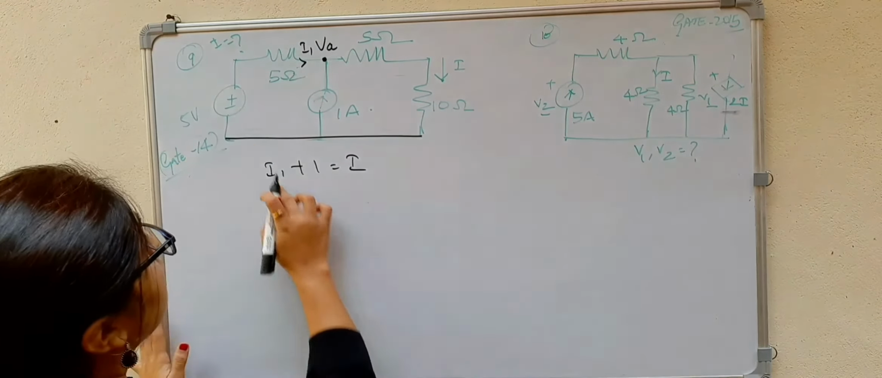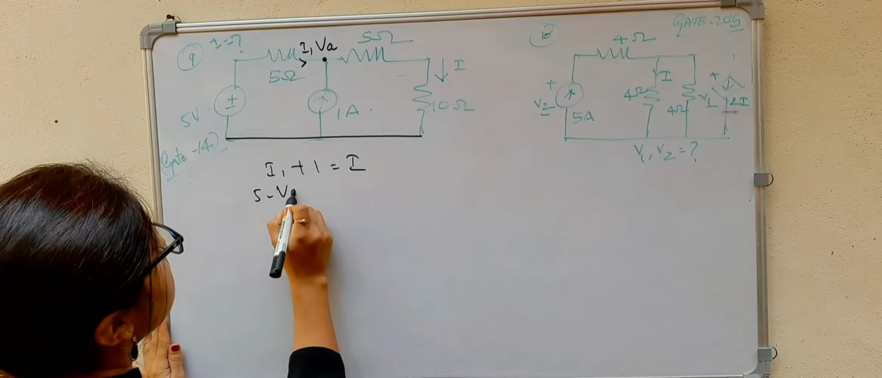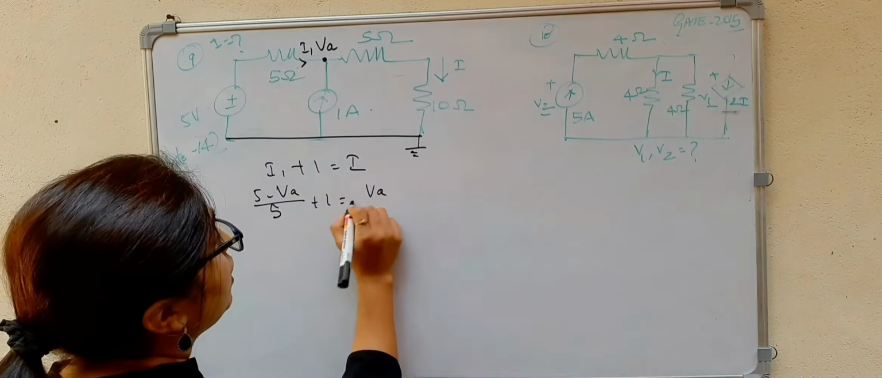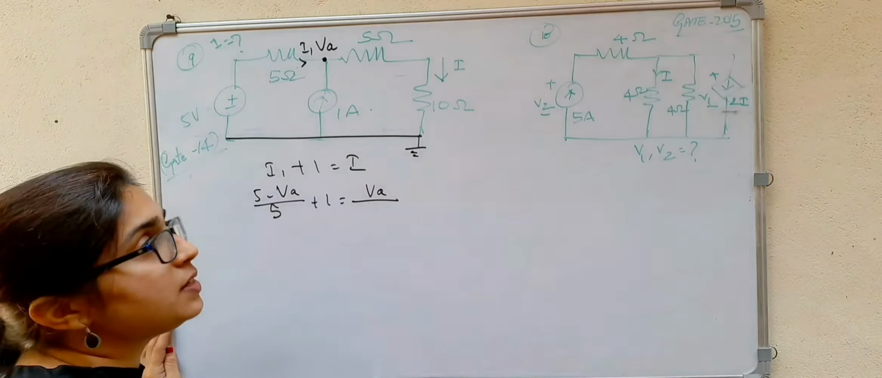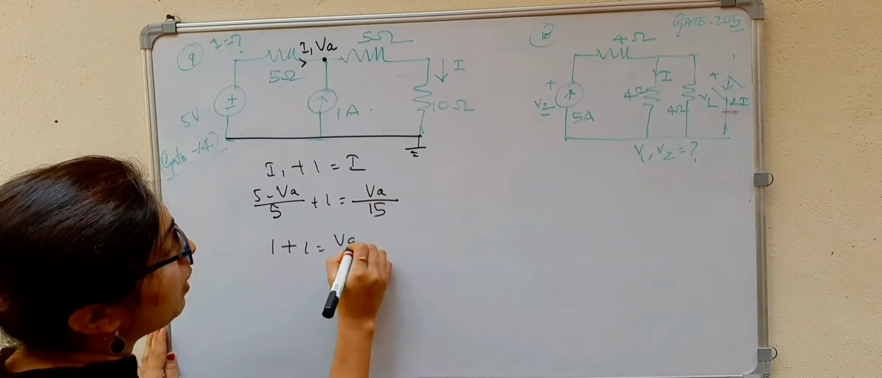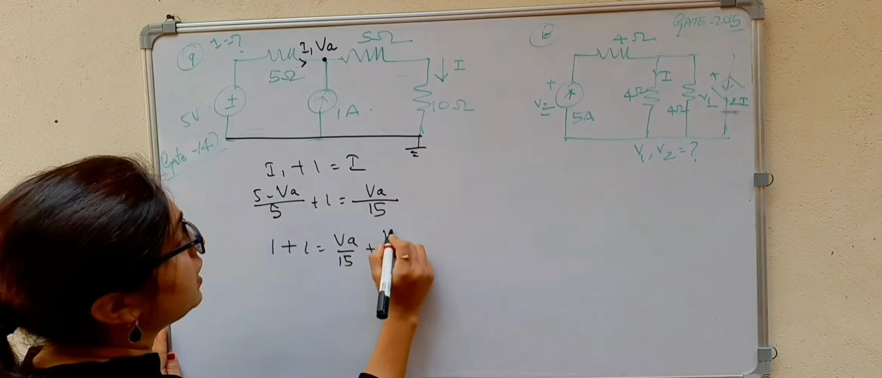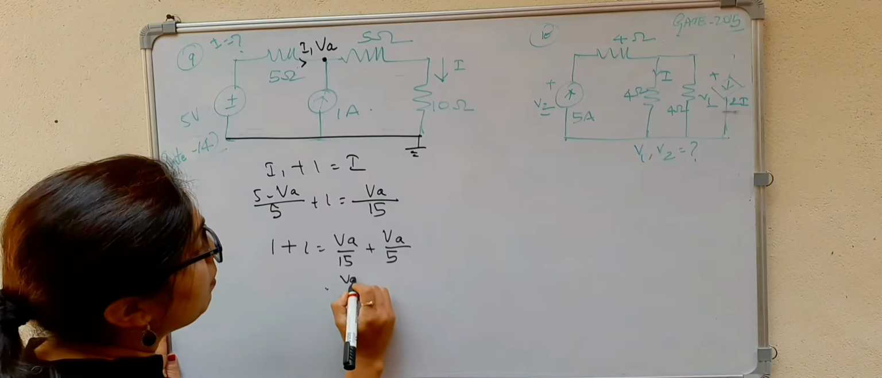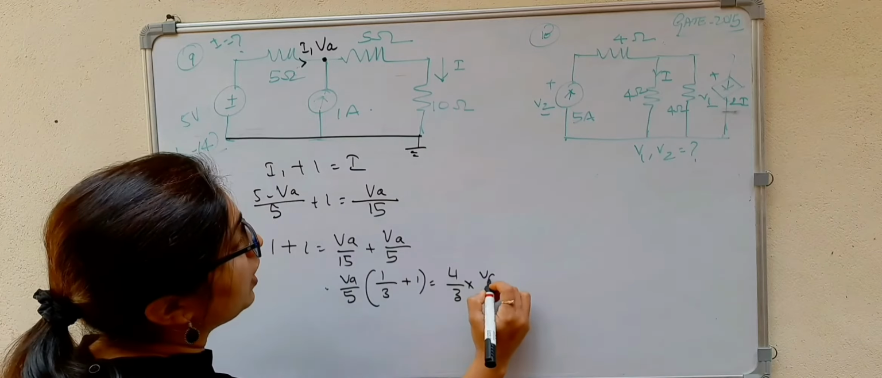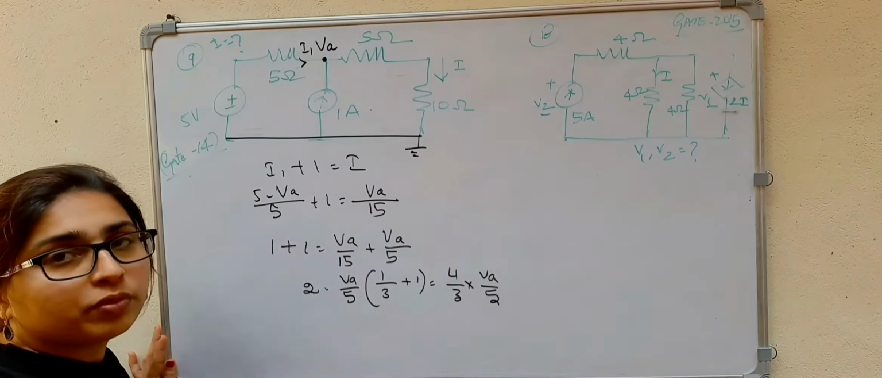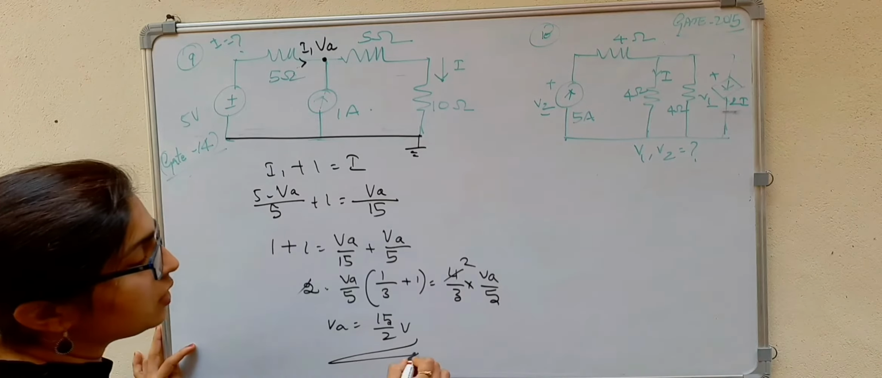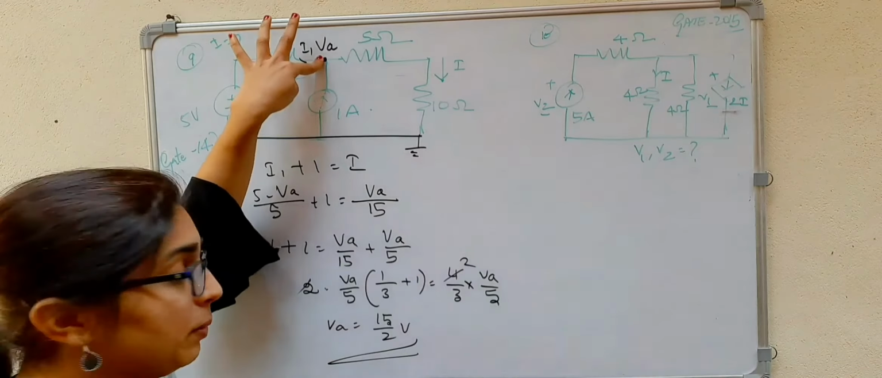Okay, so what will be your I1? That is 5 minus VA divided by 5 plus 1, that is equal to VA, this is grounded, VA divided by series resistance 5 plus 10, that is 15. Okay, so this is 1 plus 1 VA by 15. When this term comes to the right hand side, it will be plus. So VA by 5 is common. We can take this as 4 by 3 into VA by 5, that is equal to 2. So VA will be equal to 15 by 2 volts. We got to know VA is equal to 15 by 2 volts.